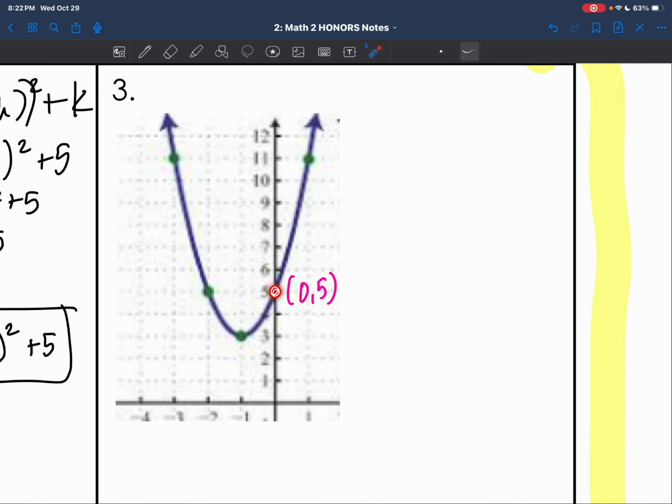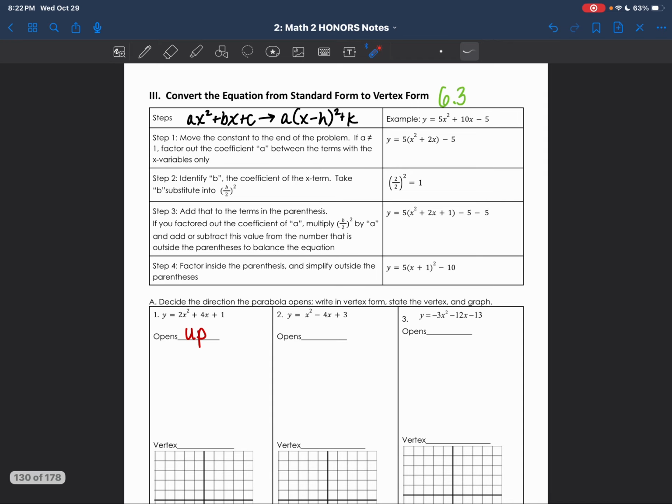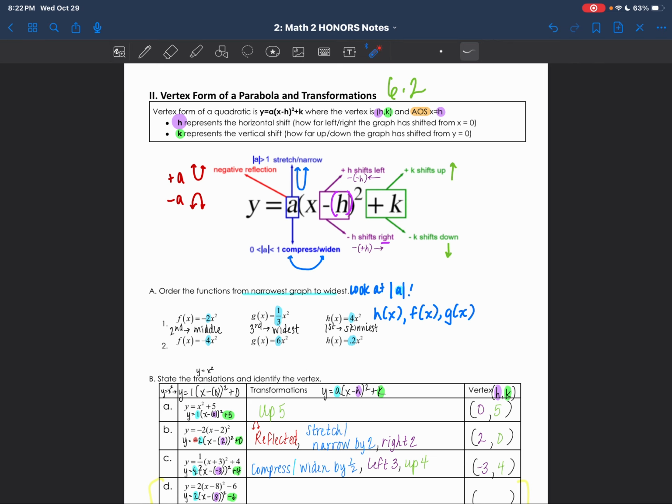All right, go ahead and try this one. I am going to give you this point at (0, 5). And then I think you should be able to figure out the vertex is here. And then go ahead and find a. And that is how you do vertex form of a parabola, and any transformations are basically how it moves.